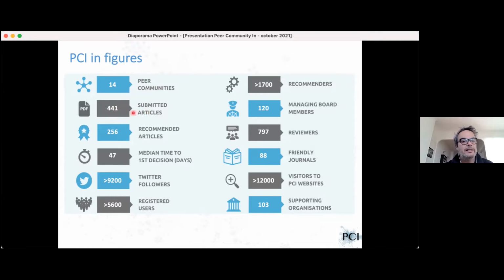We have received a bit less than 500 articles, so the numbers are quite low because we are still in the process of development. We have recommended approximately 260 articles, and many of them are still in evaluation. We have many recommenders, because there are many people working as associate editors in each of the Peer Communities, like 400 in Peer Community in Ecology, for instance. We have many PCI-friendly journals, almost 90 journals are PCI-friendly.